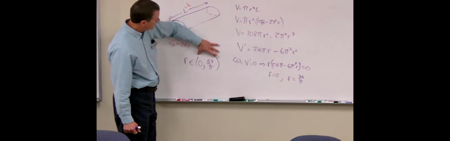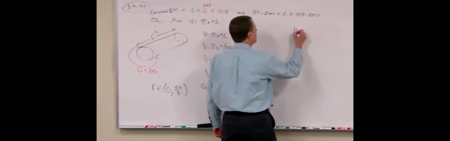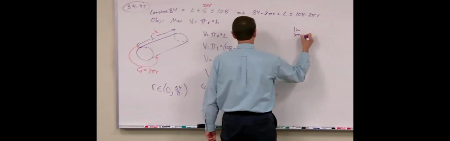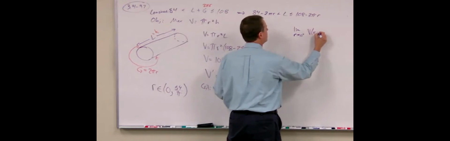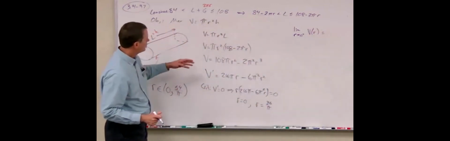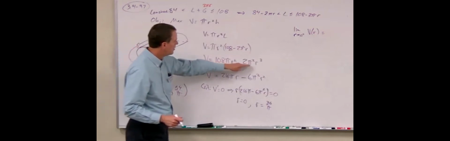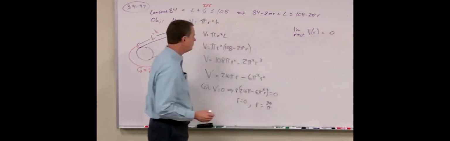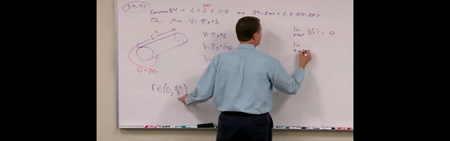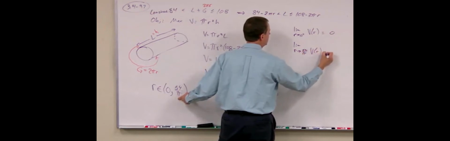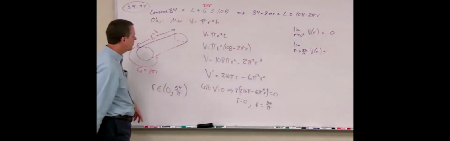So the way I test this now is I test the endpoints, but because they're open endpoints, I can't just plug them in. I have to do a limit, which effectively becomes a plug-in. So I do the limit as R approaches 0 from the right of B of R. If R gets close to 0, then that's a 0 and that's a 0, so this is a 0. And if I check the other endpoint, I can do the limit as R gets close to 54 over pi of B of R, and by the continuity theorem, I can sort of plug that in and see what happens.